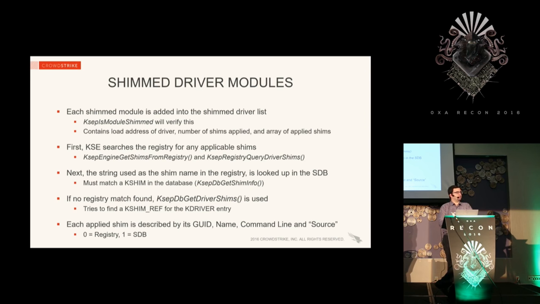Another possibility is there's nothing in the registry. In that case, the SDB file itself can have what are called KSHIM references, and can identify that this driver and that driver need to be shimmed by that shim. The shim is then defined in the SDB as well. So I can either shim a driver by putting that in the registry, or by putting that in the SDB. Each shim is described, like I mentioned, by a GUID, a name, a command line, and also a source. So you can know whether this driver was shimmed because of the registry, or because it was in the SDB file, which is useful once we go and dump these things in memory.